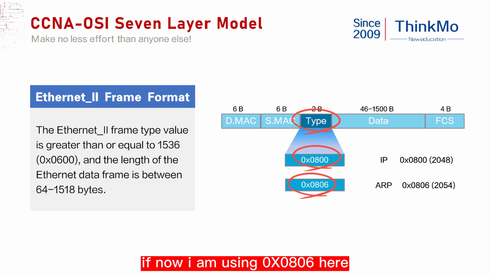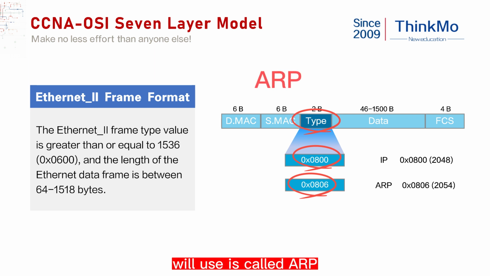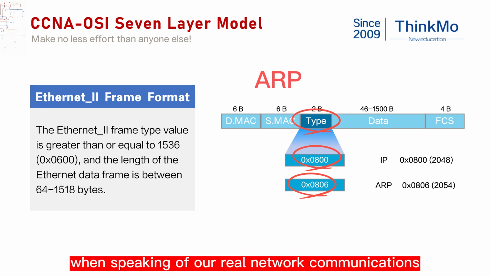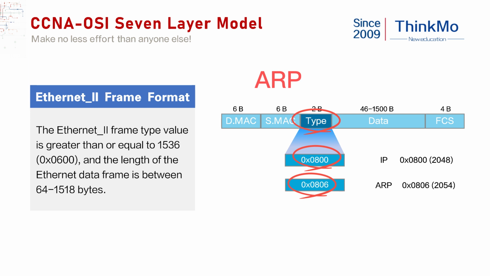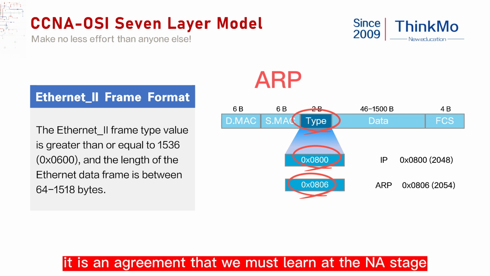If now I am using 0x0806 here, it identifies that our upper layer will use what is called ARP. This is for future data communication, an inevitable protocol, one that must be used in our Ethernet. Such a protocol, we'll cover in the next lesson, when speaking of real network communications. This protocol is one that we must learn at the NA stage.